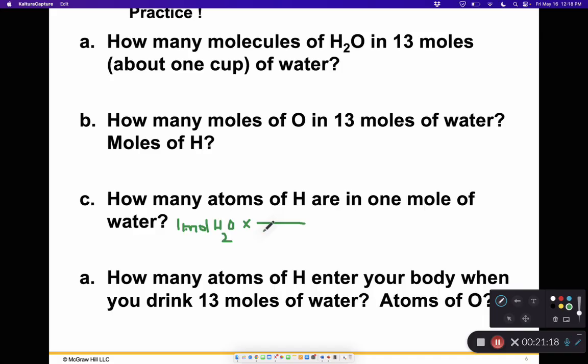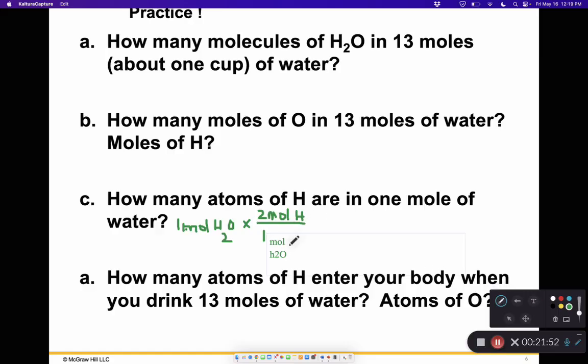1 mole of water will have 2 moles of hydrogen, right? Because this information we just got from the subscript in H2O. H2O means there are 2 moles of hydrogen. So we have this H2O, 1 mole of H2O. 1 mole of H2O has that 2 moles of hydrogen, right?